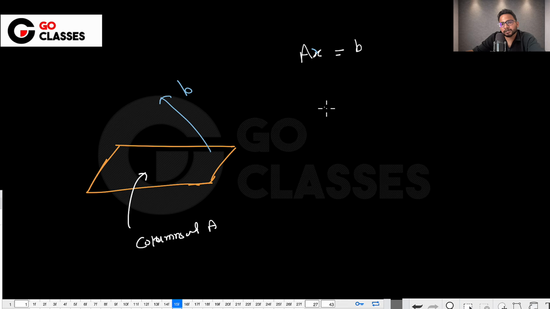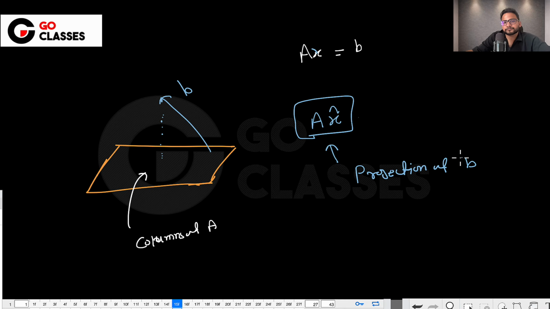So instead of solving this, we can solve Ax cap equal to B. We can find the value of x cap, which means the closest projection of B. We are taking the projection of B on the columns of A. So Ax cap is the projection of B, not exactly B. Ax cap will be lying in the same space. This is Ax cap, and Ax cap minus B will be the error.